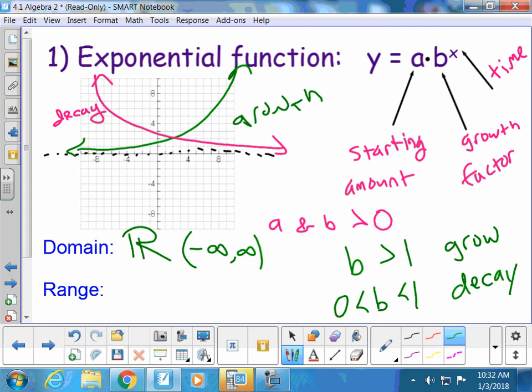And now I'll talk you through range. Your range is basically all positive numbers excluding 0. This graph will never touch 0 because of that asymptote. So you want to write it 0 through infinity with a parenthesis. Because a parenthesis will not include the 0. If you did a bracket, it would include 0.